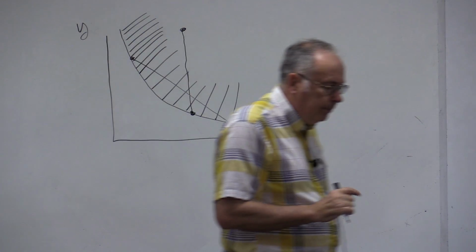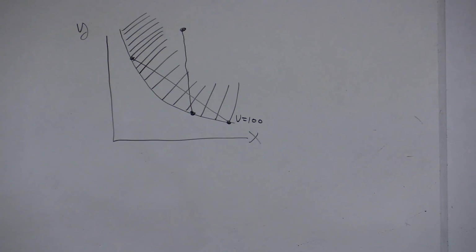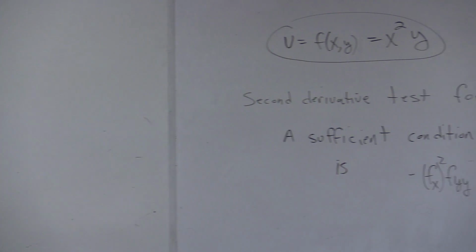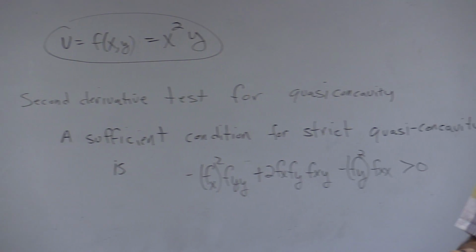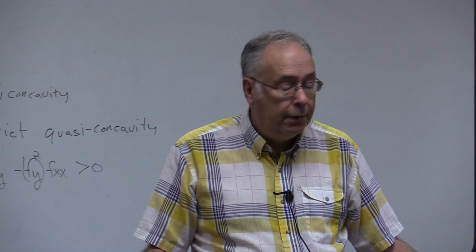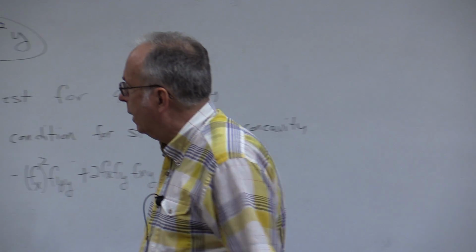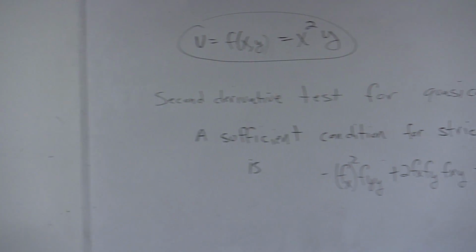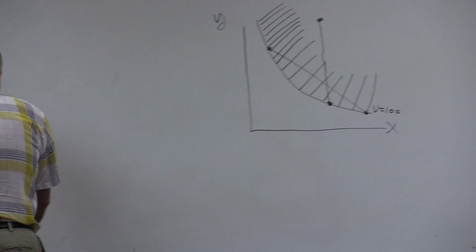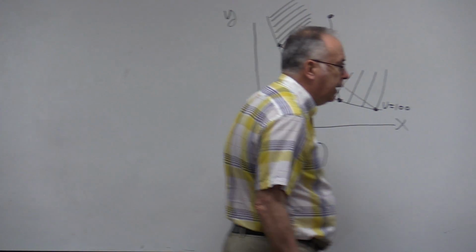So as long as all the indifference curves are convex, then it means that utility function is quasi-concave. In this case, it looks like it's strictly quasi-concave. Okay. Let me go back and give an even more intuitive explanation of quasi-concavity.